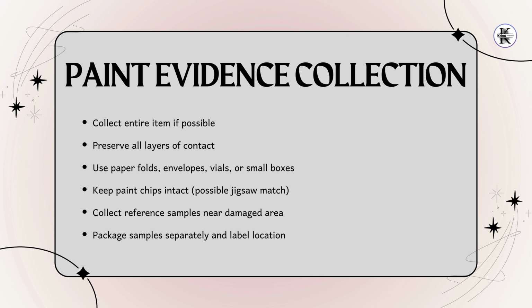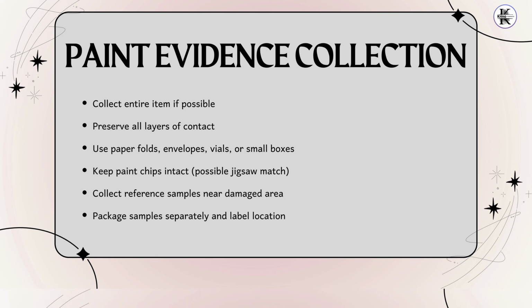Now, once paint evidence is found, it must be collected properly. Collection of paint evidence must be done carefully. If possible, the entire object should be collected. Paint chips should be kept intact to preserve all the layers. They should be stored in paper folds, envelopes, or small containers. Reference samples should be collected from nearby areas, and most importantly, each sample must be packed separately and properly labeled.